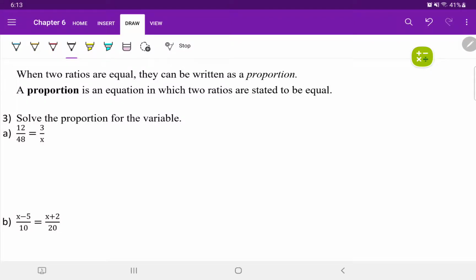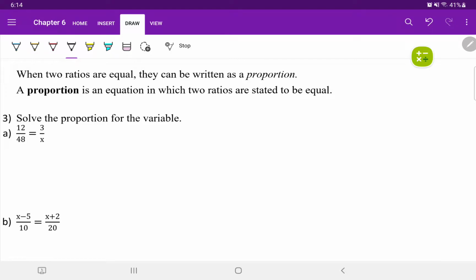When two ratios are equal, they can be written as a proportion. A proportion is an equation in which two ratios are stated to be equal. So when two fractions are stated to be equal, we call that proportions. And we can use this method to find missing information as long as we have the same units for both ratios.